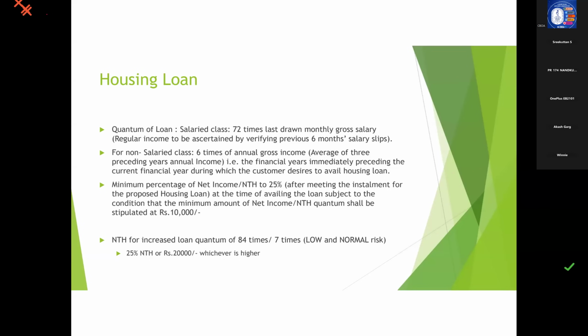So for gross annual income, you can go for the before-tax concept, because that is the same thing that we calculate in the case of the salaried class. For the salaried class, you are taking gross income; there we are not taking into account the TDS. Similarly, for the non-salaried class also, you have to get the last 3 years' ITR, take the average and multiply it by 6, and you will get the eligible loan quantum.